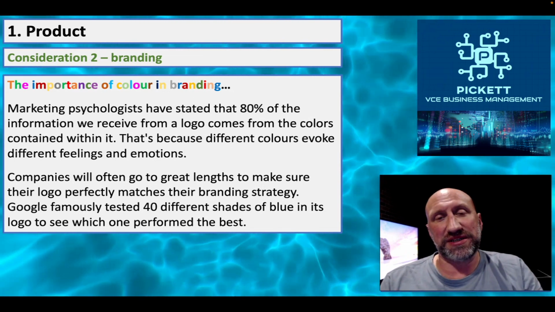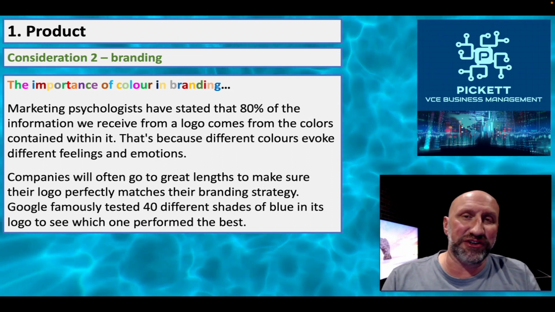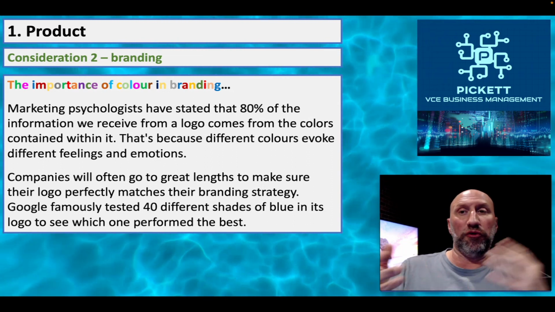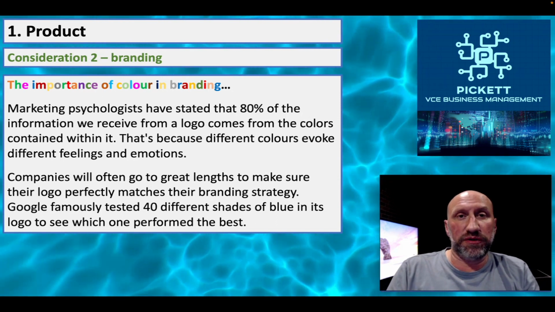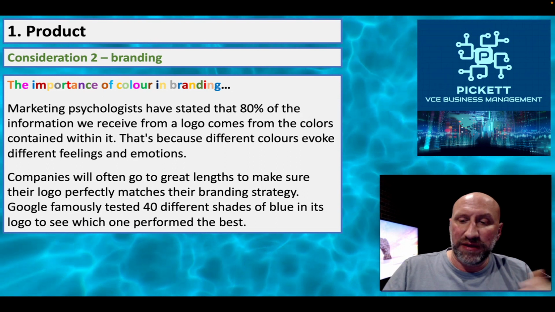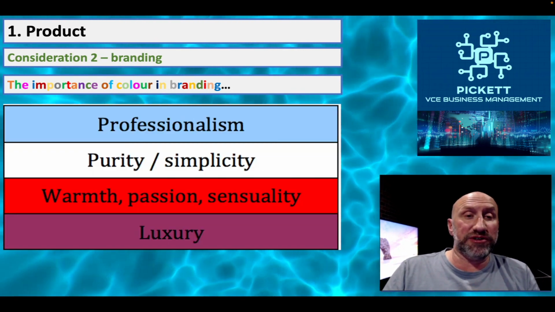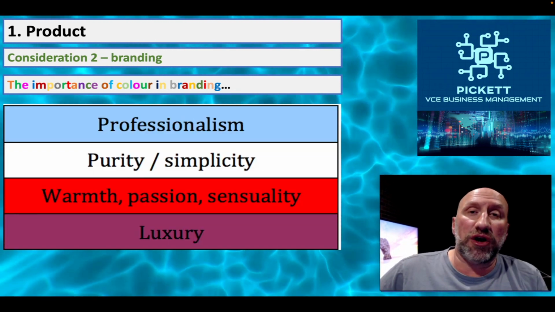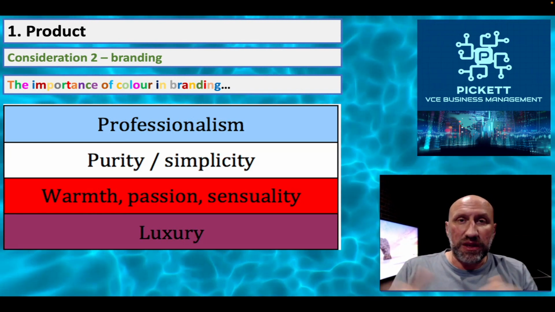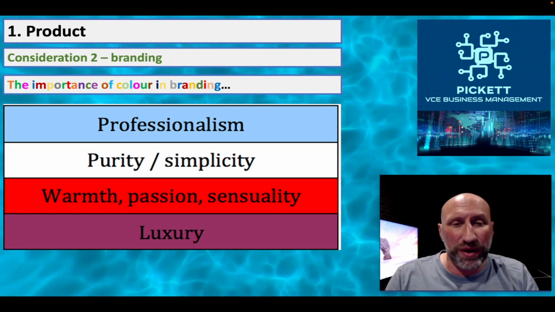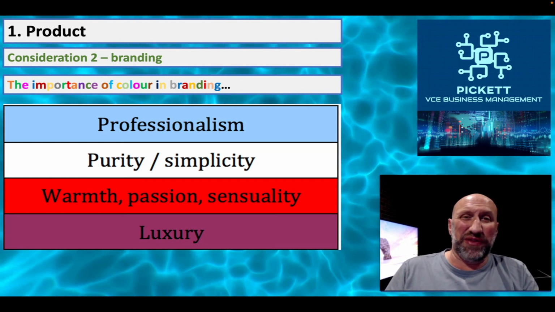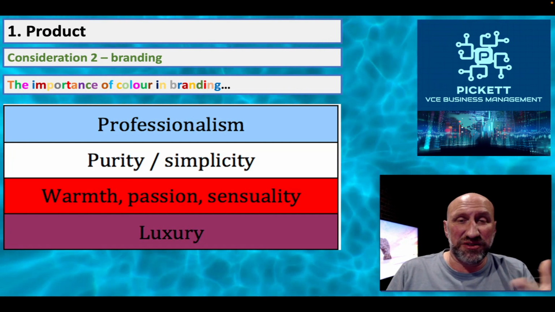One example of this is Google, which tested 40 different shades of blue in its logo to see which one performed the best, to a sample range of potential customers. Sounds crazy, but that's the lengths that businesses will go to. Here are just a few examples of what psychologists say. These are the emotions, the feelings that we associate with colours. Some examples there. I think if you look at that, it actually makes some sense as well.